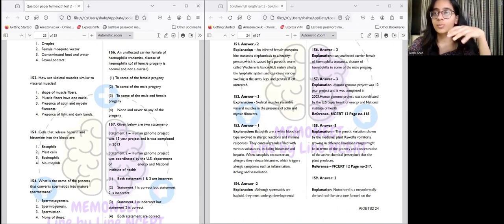They are WBCs. So what are the types of WBCs? There are two major types, granulocytes and agranulocytes, right? So granulocytes are eosinophils, basophils, neutrophils. What are agranulocytes? Monocytes and lymphocytes. Now, if we talk about basophils, they are involved in allergic and immune responses.